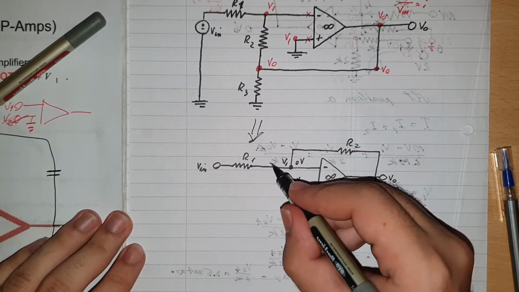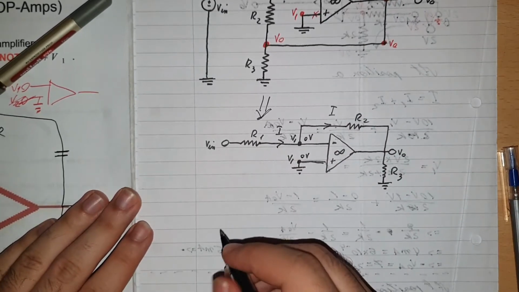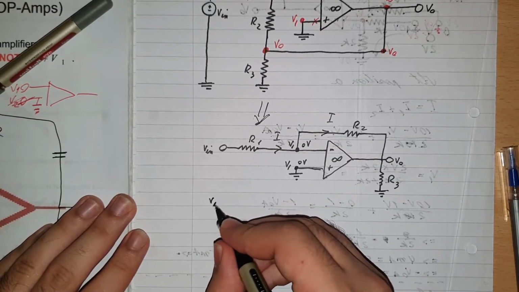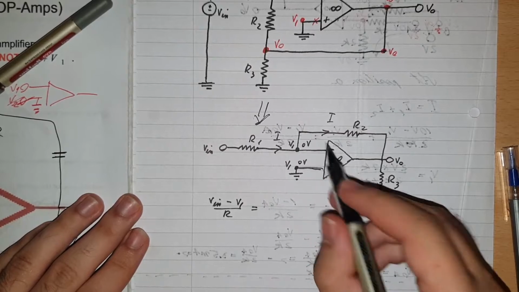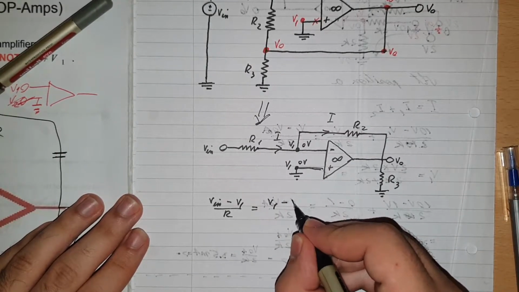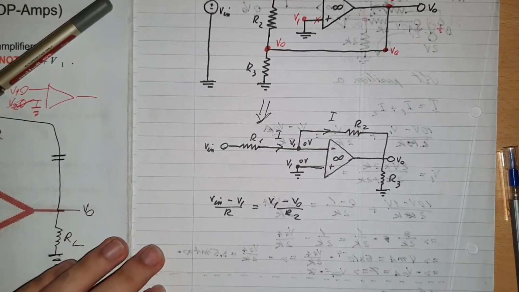And we basically just apply our usual Kirchhoff's current law. So this will be current I, this will be current I. So then V in minus V1 divided by R will be equal with V1 minus V out divided by R2. See, we don't even need R3 in here.